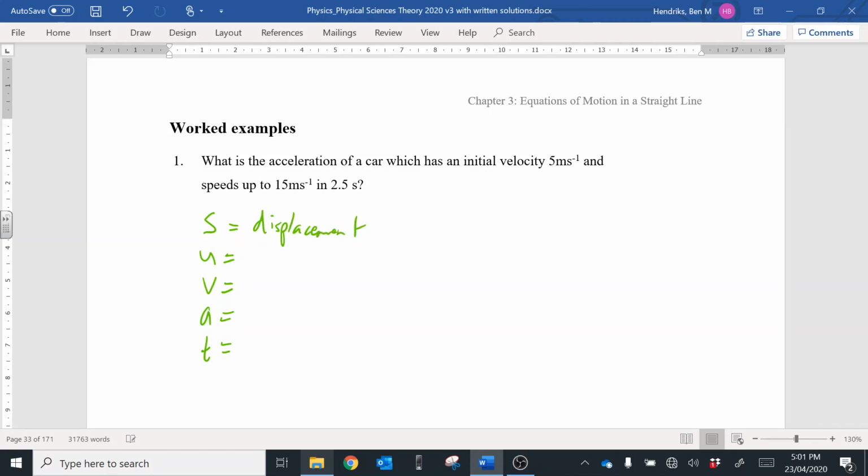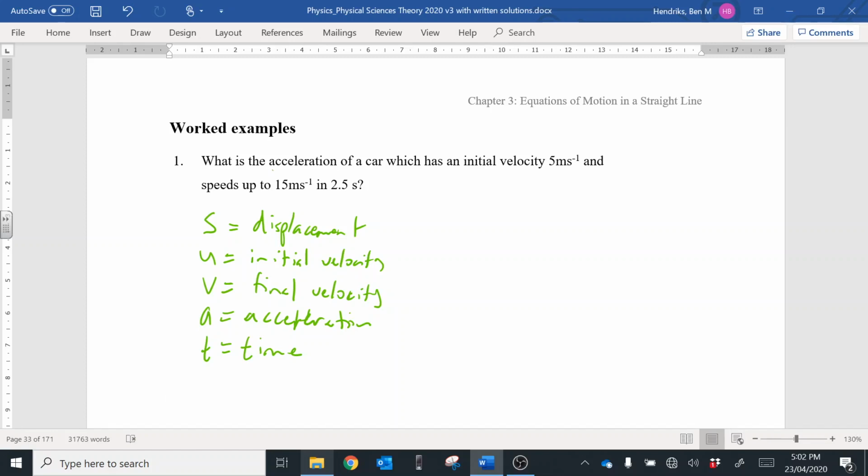Displacement, initial velocity, final velocity, acceleration, and time. And what we need is we need to know 3 of these so that we can solve the rest. So what do we know from our equation up here?